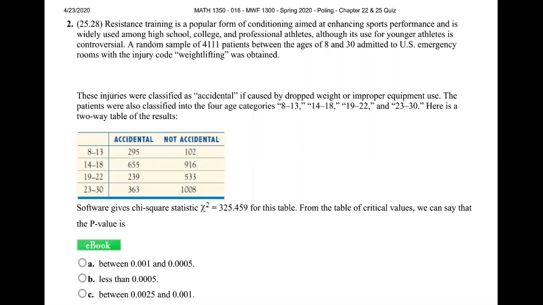All right, let's take a look at number 28 in chapter 25. The software gives the chi-square statistic of chi-square equals 325.459 for this table. From the table of critical values, we can say that the p-value is... so what you'll do is you'll take a look at table D in your book.